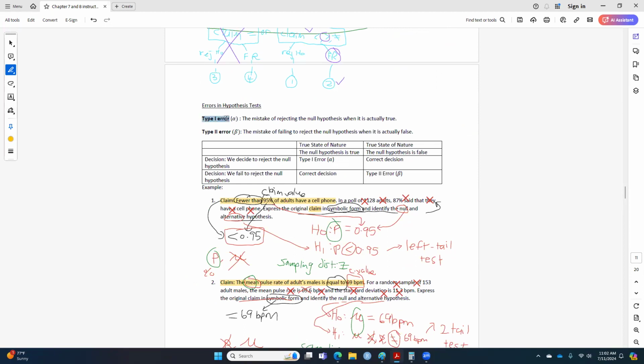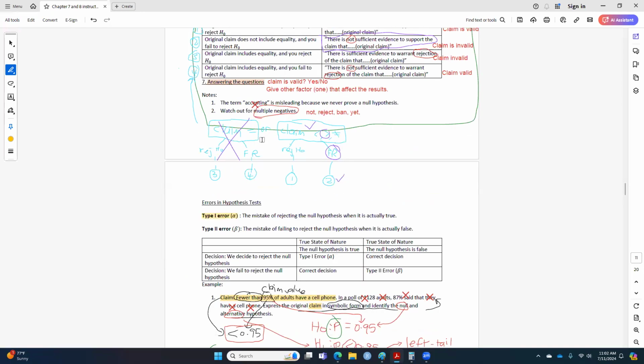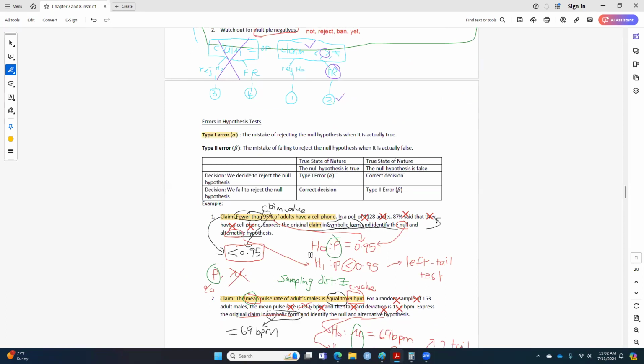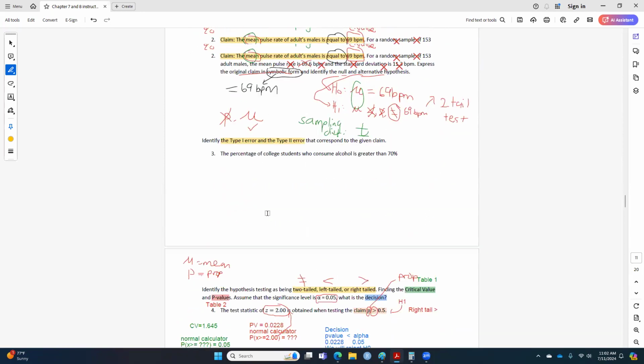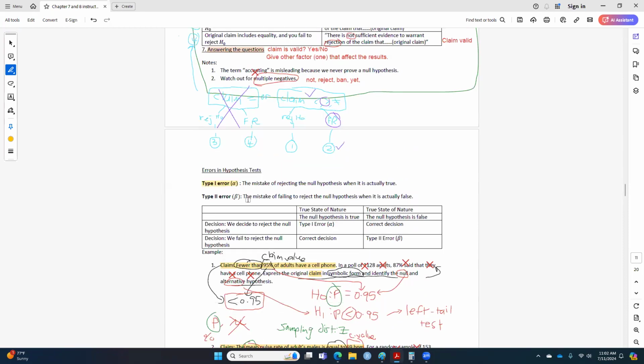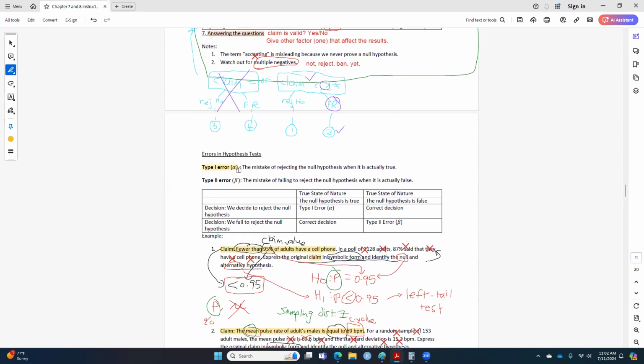Type 1 error is called alpha, which is the same alpha that we use as the significance level. Remember alpha of 5%, 0.05. So this is the same as your type 1 error. Type 1 error is where you mistakenly reject the null hypothesis when it's actually true. That is a type 1 error.